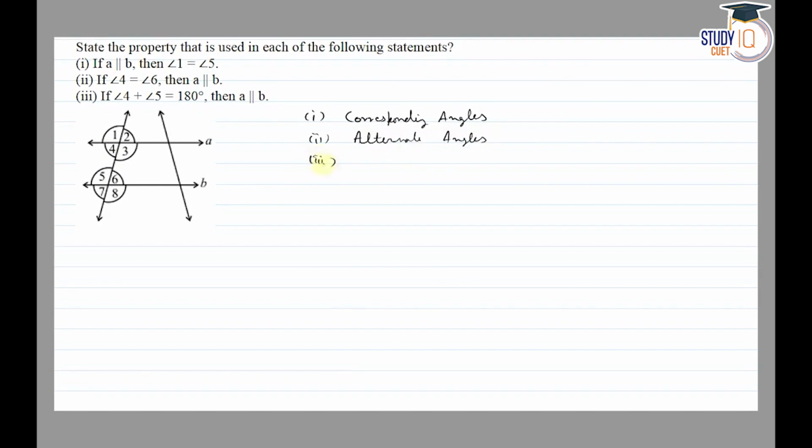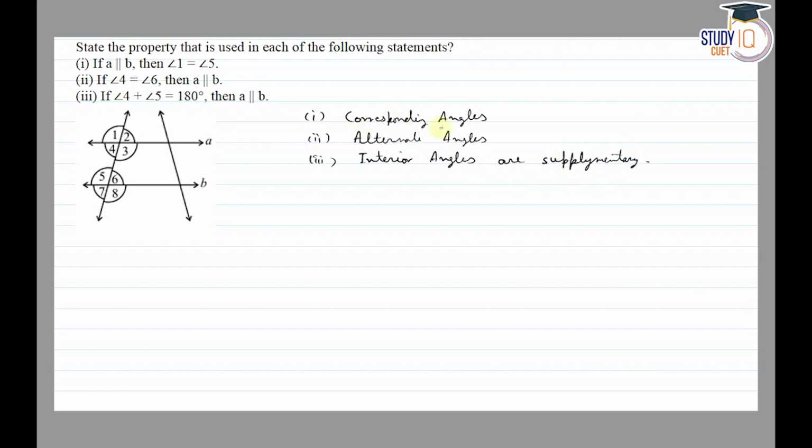And in third, if angle 4 plus angle 5 is equal to 180 degree, then A parallel to B. A parallel to B है, then 4 plus 5 is equal to 180 degree. So हो जाएगा हमारे पास interior angles are supplementary. So इनका सम हो जाएगा 180 डिग्री.